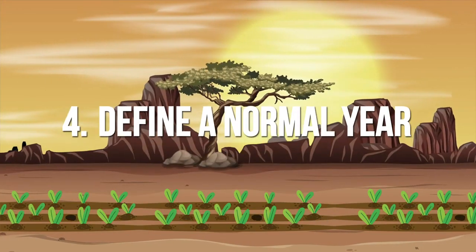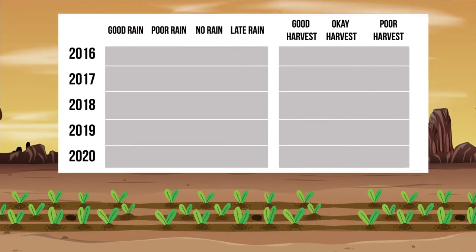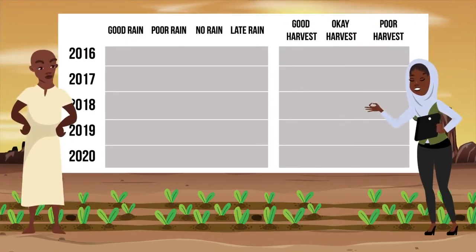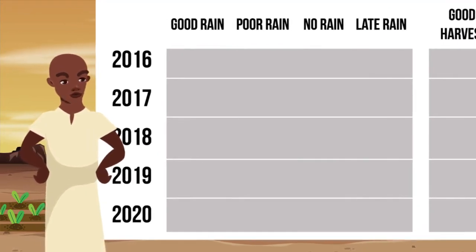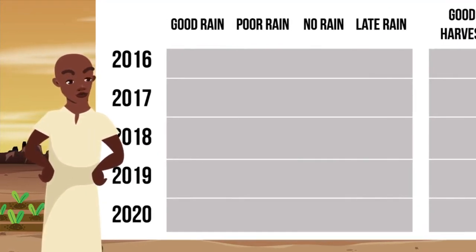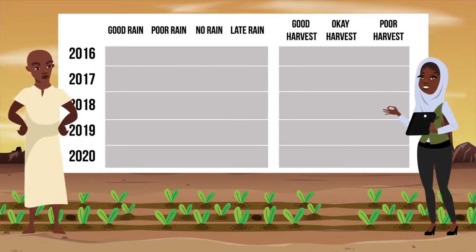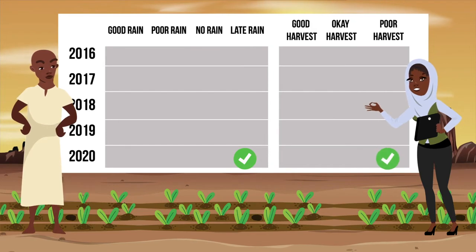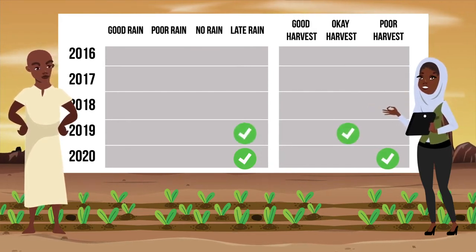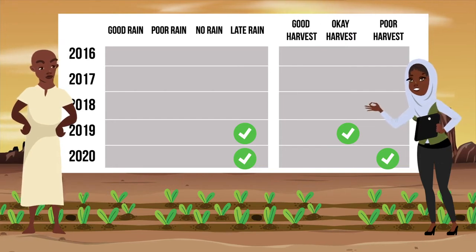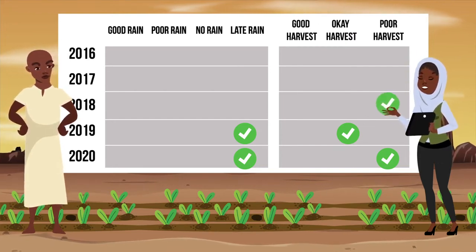4. Define a normal year. Draw a timeline on the flip chart showing the rainy seasons and the harvests. 2016, 17, 18, 19, 20. For example, was 2020 a good or a bad year? Farmer: It was a bad year because the rains were late. How about 2019? Not too bad. The rains were a bit late, but there was enough rain for the crops. It wasn't too hot.